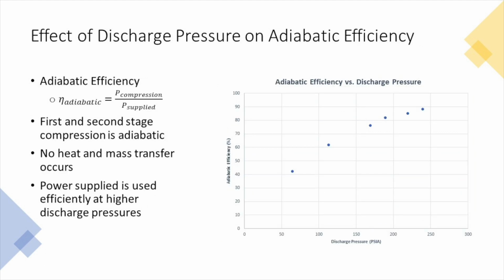All right, next we'll take a look at the effect of discharge pressure on adiabatic efficiency. An adiabatic process is one in which no exchange of heat or mass between a system and its surroundings happens. The system is well insulated, allowing this to happen. As we can see from the chart, adiabatic efficiency increases as discharge pressure increases.